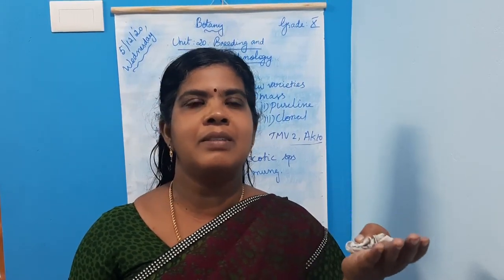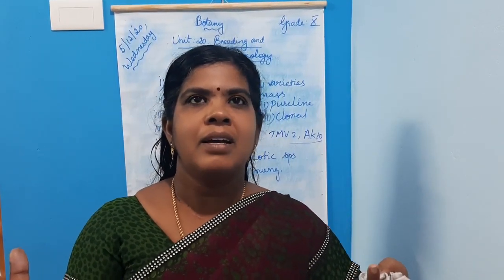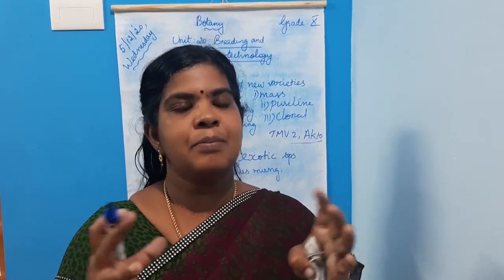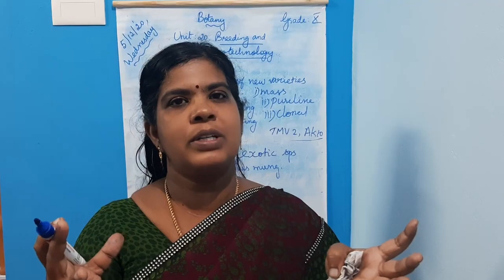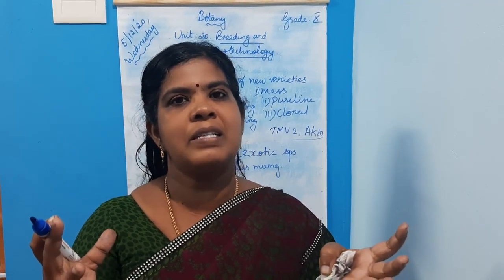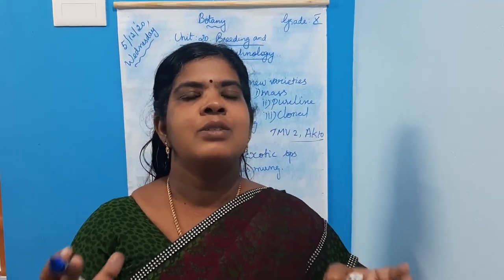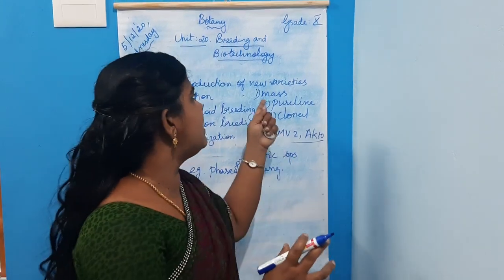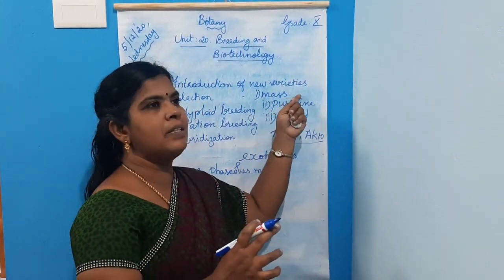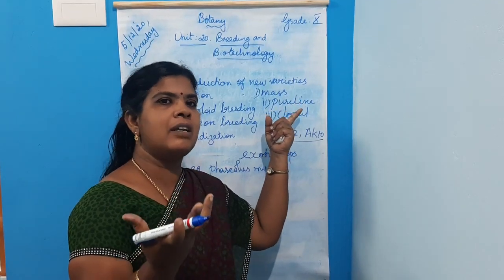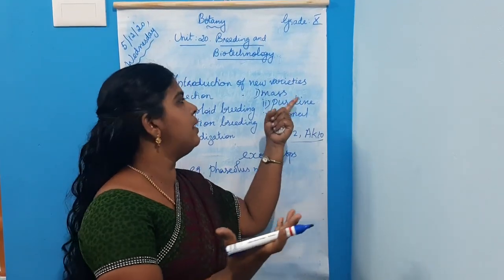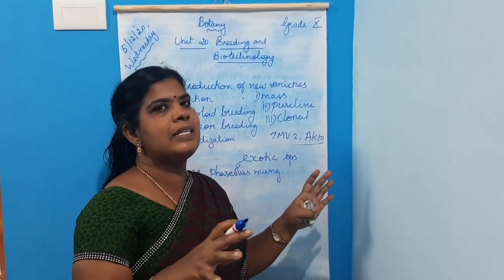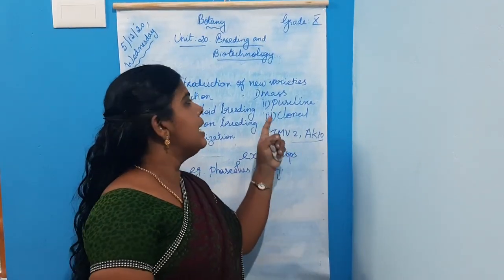Because the base plants are selected based on their external appearance or morphological appearance, isn't it? So it's the auto selection. For this mass selection, they need not apply scientific knowledge, because plants are selected based on their external appearance or morphological characters.